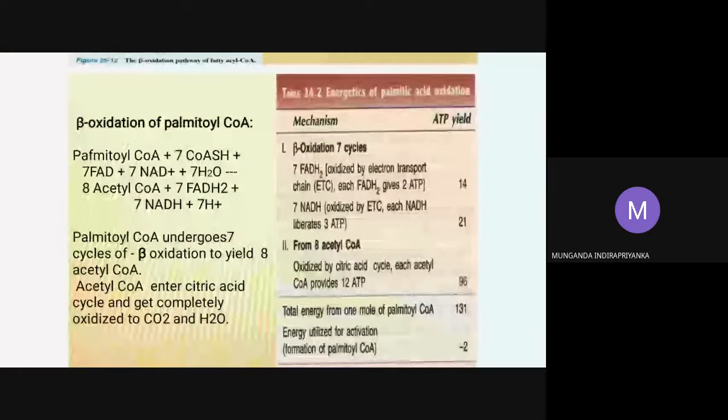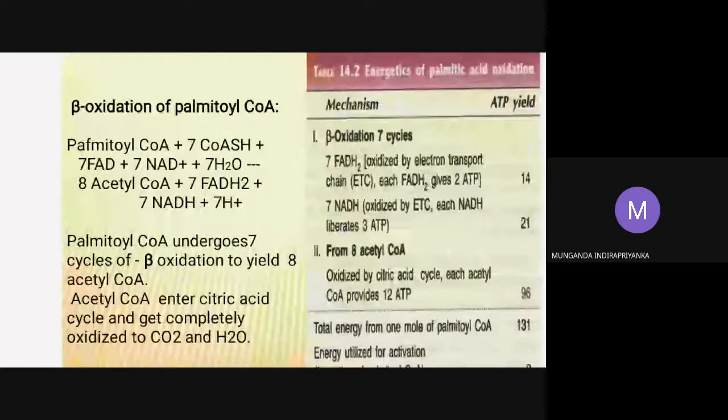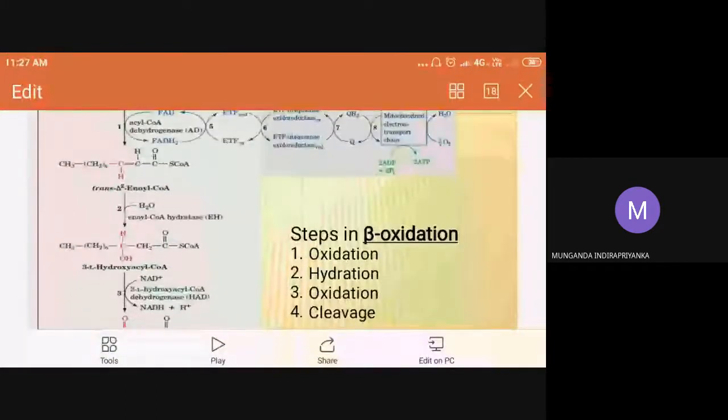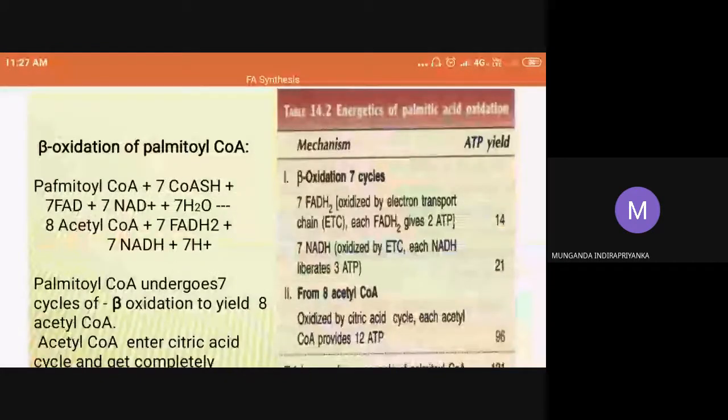How much energy is released in that cycle is required. Understood? So in this, you can take palmitic acid as an example. Beta oxidation of palmitic acid or palmitoyl-CoA. So what is the reaction? If palmitoyl-CoA undergoes beta oxidation, it requires 7 coenzymes, because 7 cycles are there. Each cycle requires 1 coenzyme A.